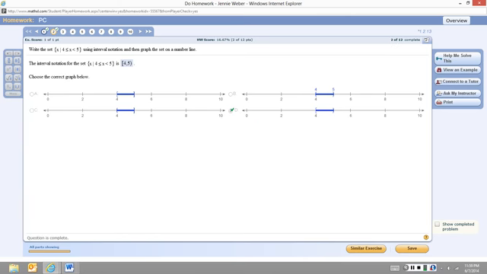So the big thing for this is just to know when to use a bracket and when to use a parenthesis. And a bracket just means closed, you include it, and a parenthesis means no, you don't include it.